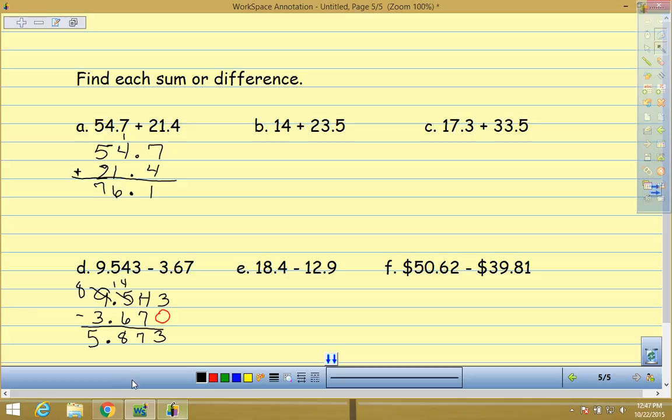Okay, let's see. Aiden, say this number for me. Say our answer. 5.9. When I have a decimal, what do I say? Do I say point or do I say another word? 5 and... Beautiful. 873 thousandths. Good. 5 and 873 thousandths. Good job. Okay.